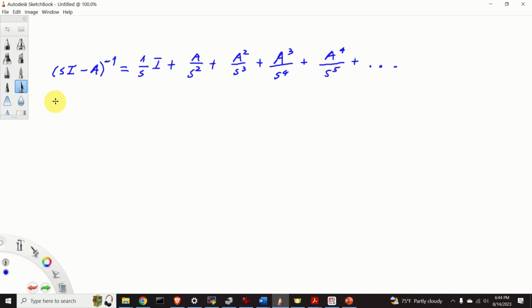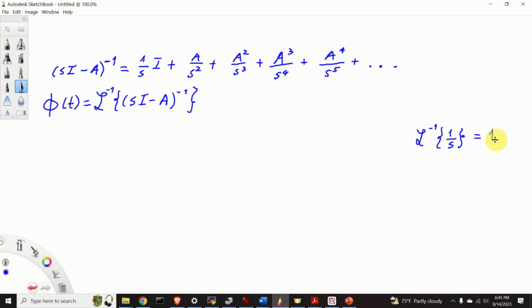The state transition matrix is defined as the inverse Laplace transform of our resolvent matrix. Let us apply the inverse Laplace transform to this right hand side. To apply the inverse Laplace transform, we have to recall a few properties of inverse Laplace transform. What is the inverse Laplace transform of 1 over s? It's obviously 1 times Heaviside function, however, I will just write 1 over here.